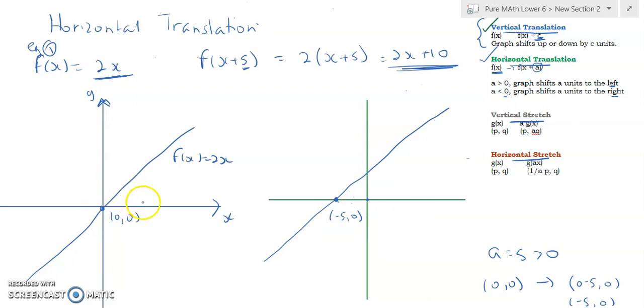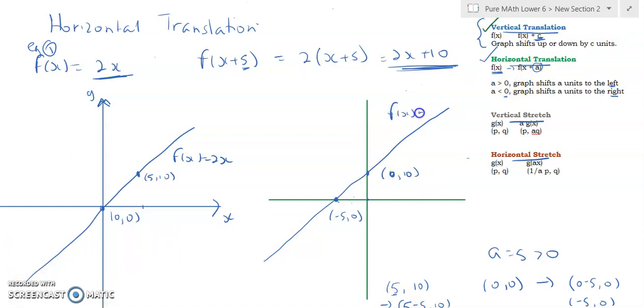Also, say I had another point here, so this point here was 5, 10. This point will now become 5 minus 5, 10, which will become 0, 10. So that is how I would get this point here. So if you notice, there's a particular pattern with respect to the horizontal translation. We have to take away the value a from the original value of the x coordinate, right?